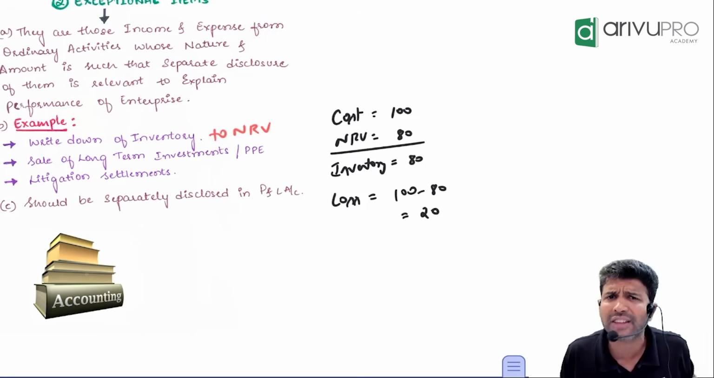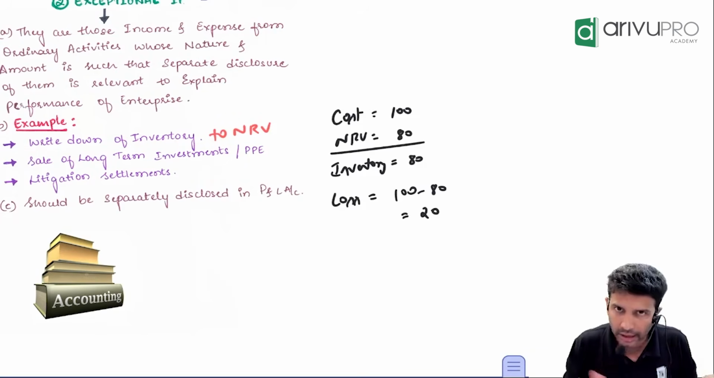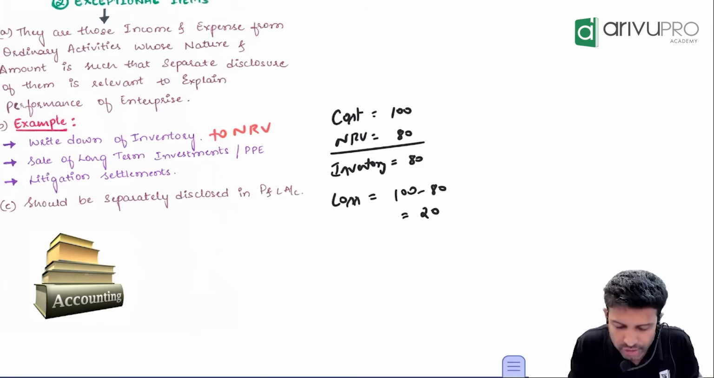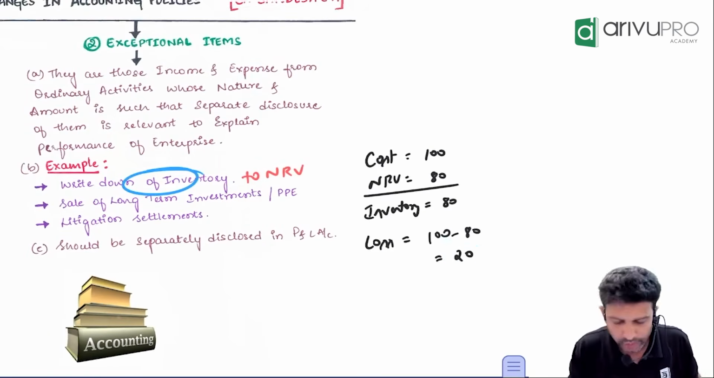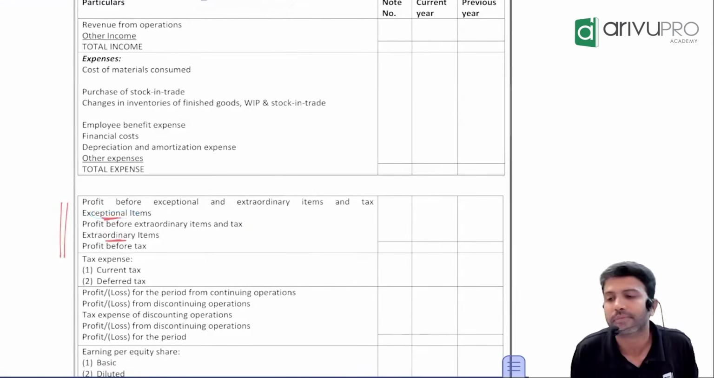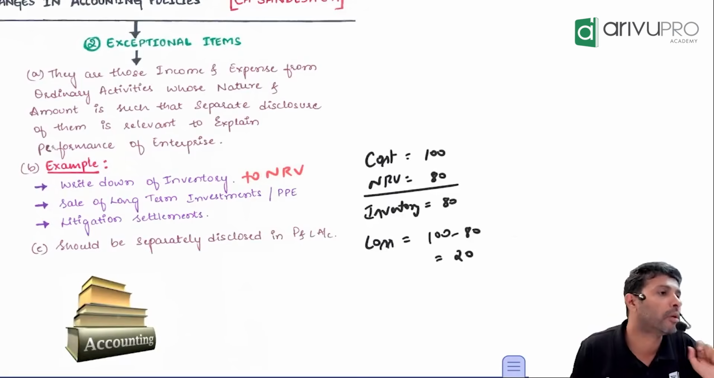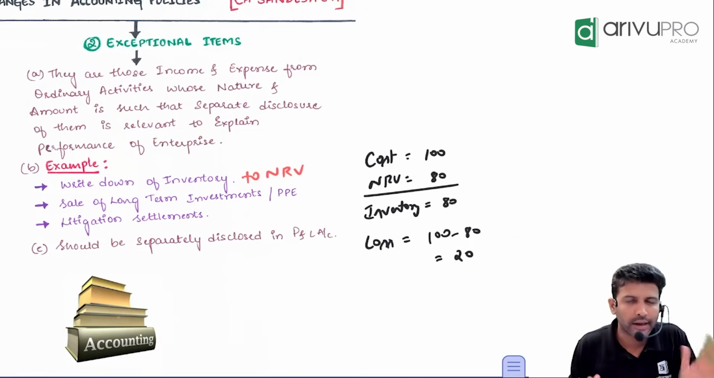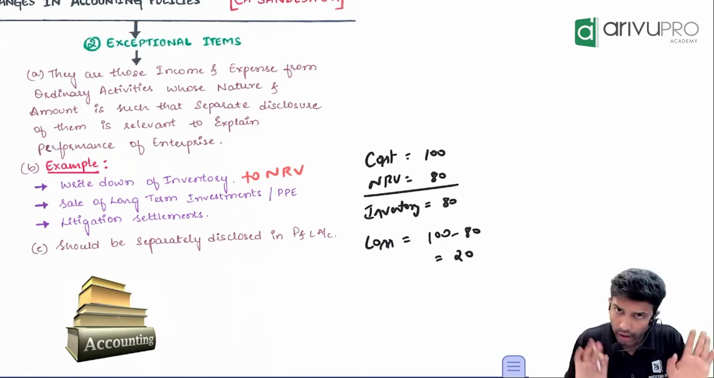Don't you think as a user of financial statements, you would like to know this? Yes, as early as possible. So hence we say write down of inventory. In this problem, how much did we write down? 200. This is an exceptional item which you will have to show in your P&L separately, so that the user can understand that there is some problem with the business, and accordingly take whatever decisions they feel appropriate. So it is not extraordinary.